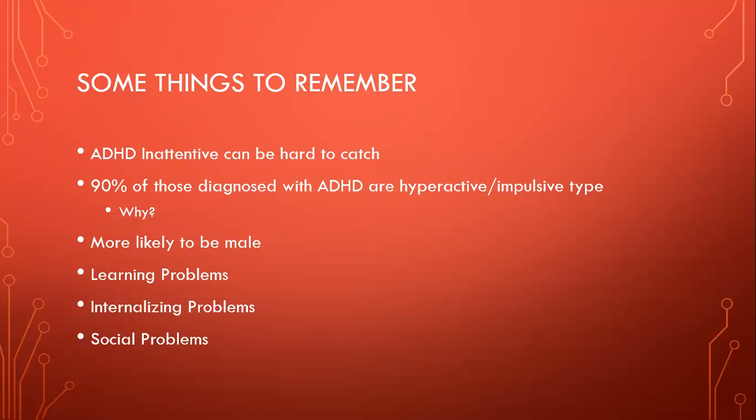These kids are moving, they're breaking things, they are interrupting people, impulsive, have a hard time keeping friends because they can't play by the rules. They want to go first, they want to go above and beyond the normal rules of the game, and it's very difficult for them to function in a traditional classroom. They're also more likely to be male as far as the hyperactive-impulsive type.